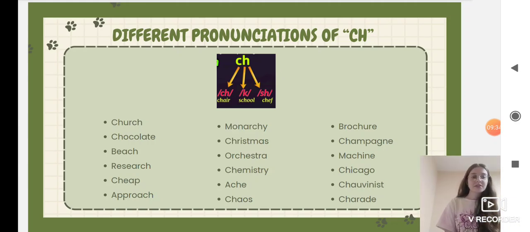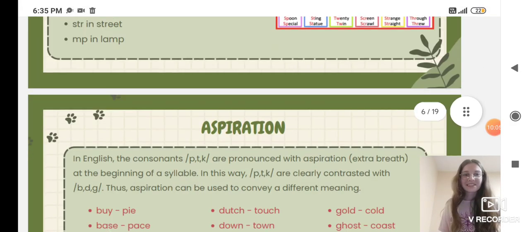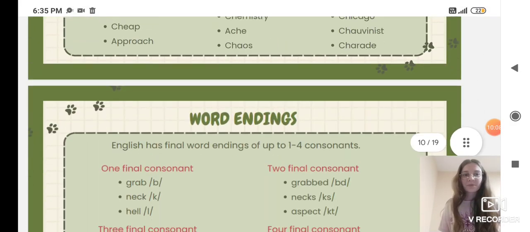And our second pronunciation type is k. An example is school, or we can say monarchy, Christmas, orchestra, chemistry, ache, or chaos. And our third pronunciation is some kind of sh voice, like brochure, champagne, machine, Chicago, and Faraday. I don't know what that means, but yes, you can hear the difference between them.